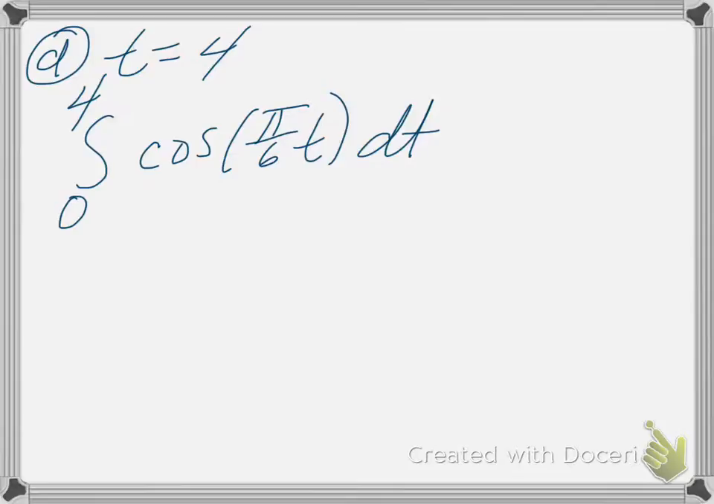But I have to know, where did I start? Where was I at 0? And that was a given, I believe. Yep, that x of 0 is negative 2. So to this, we have to add a negative 2. Okay, so first we're going to have to do this integral, and you have to do it by hand. So the antiderivative of cosine is going to be sine.